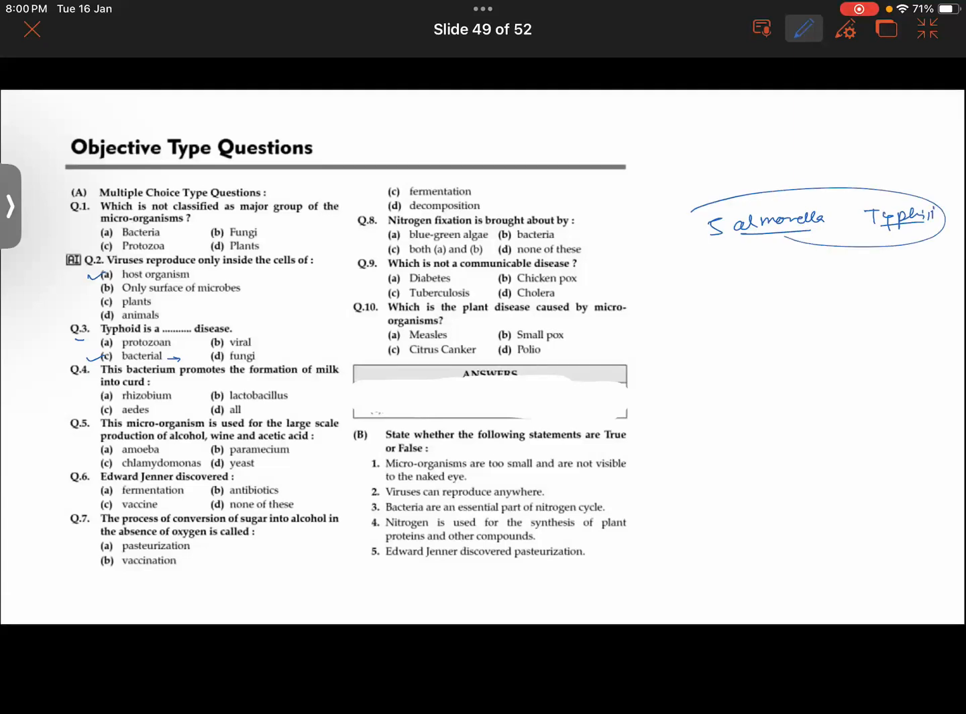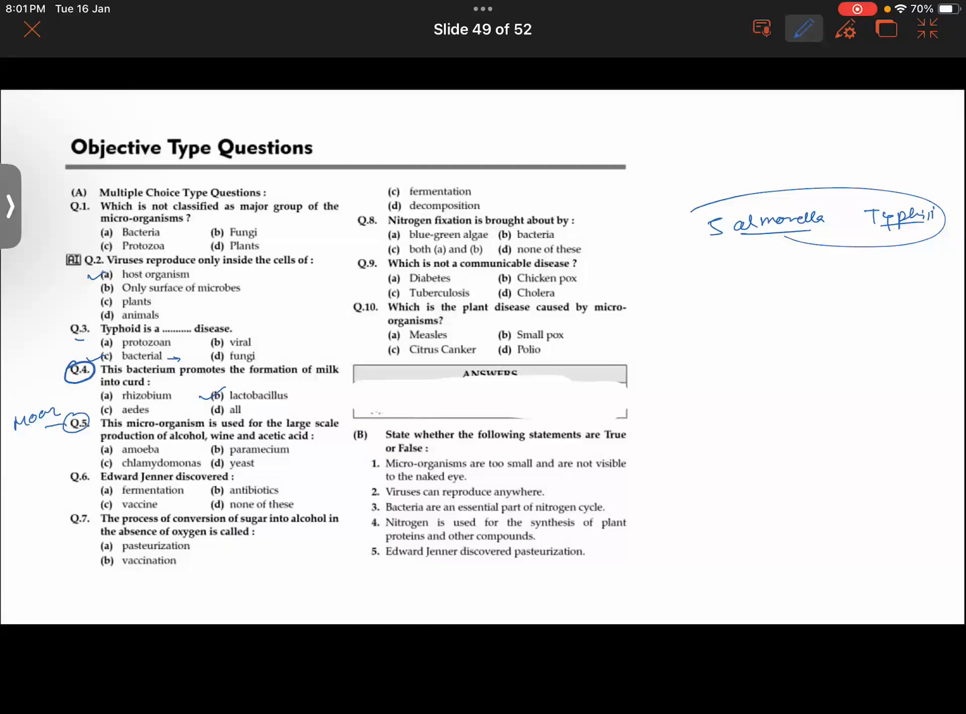You were required to answer question number 4, Ahmed. The bacterium that promotes the formation of milk into curd is Lactobacillus. Okay. Arhan, which one were you doing? Sixth one. Also, Moaz, you look at question number 5. Everyone pay attention to question number 6. What did Edward Jenner discover? Antibiotics? He discovered none of these. Okay.